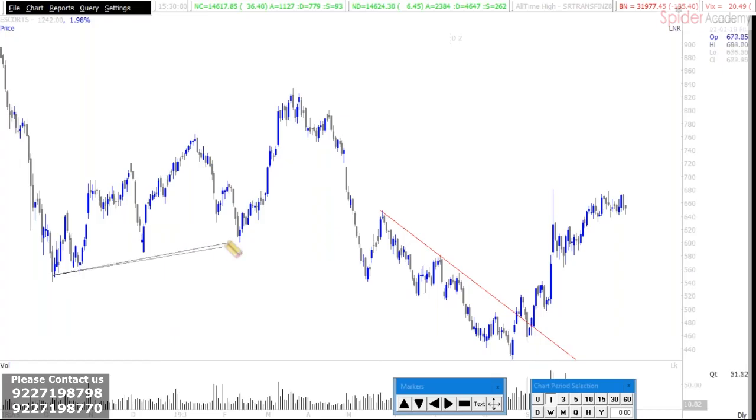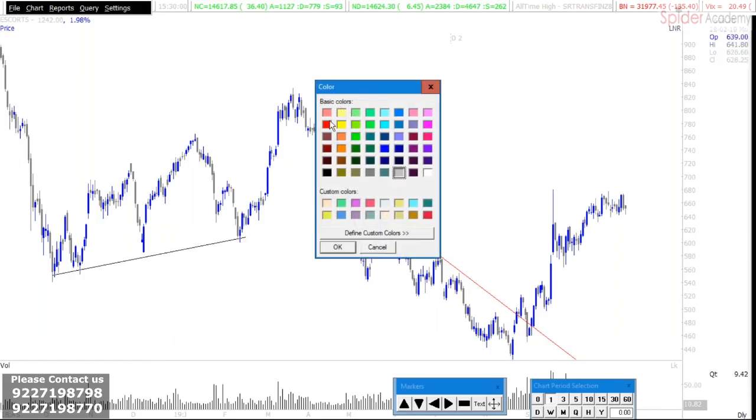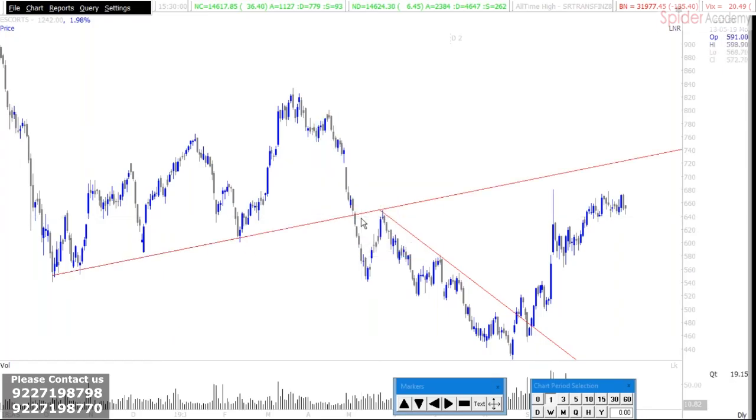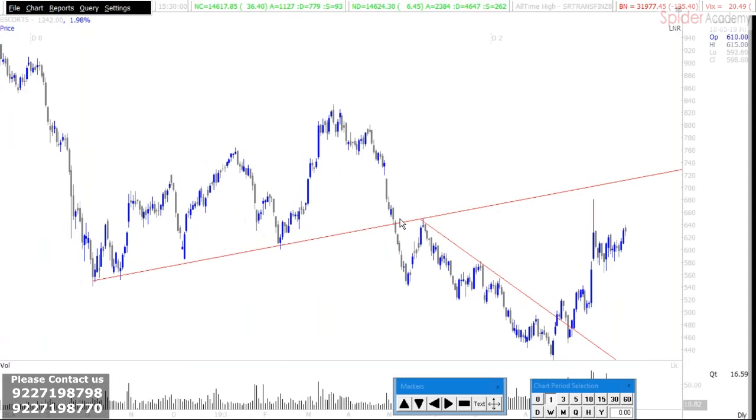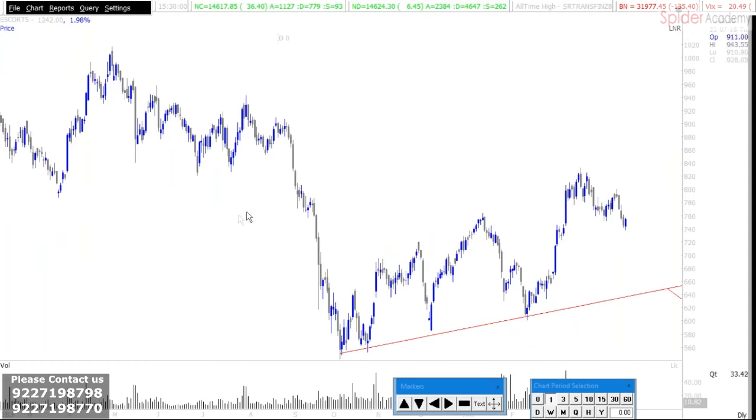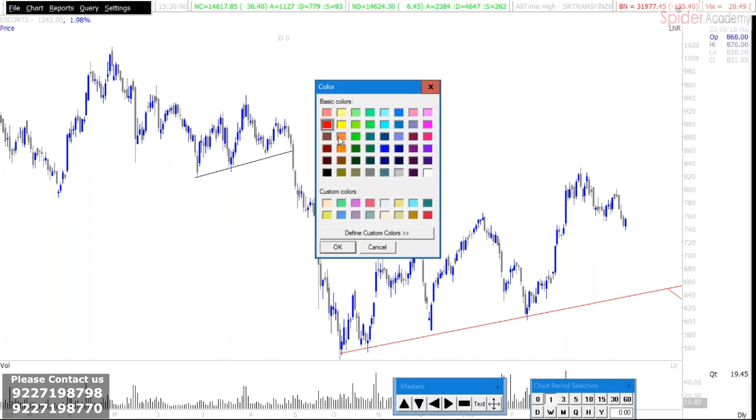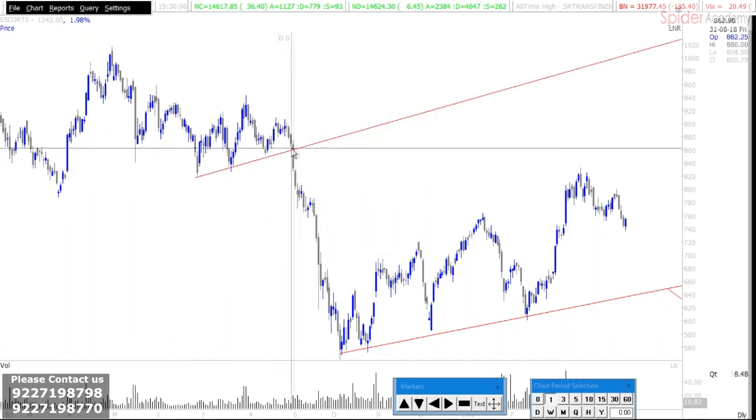Similarly, here this was a support breakdown. So the breakdown happened here. If I go back, here is one more structure. This is again kind of a support breakdown, as you can see. As soon as this support broke here, the stock fell, right?